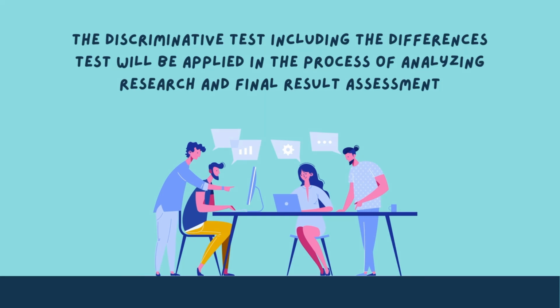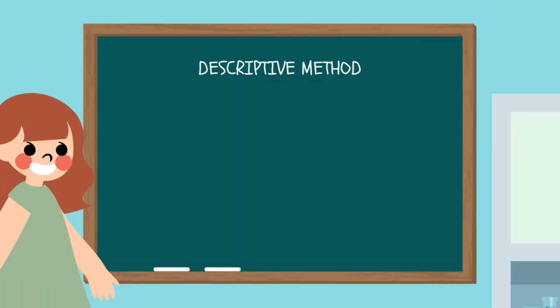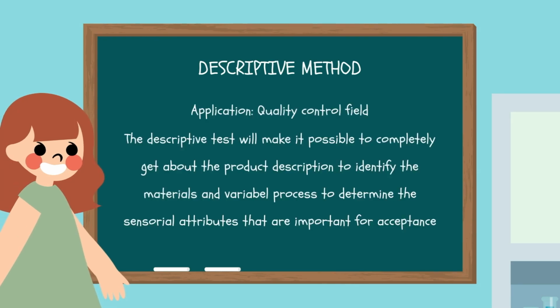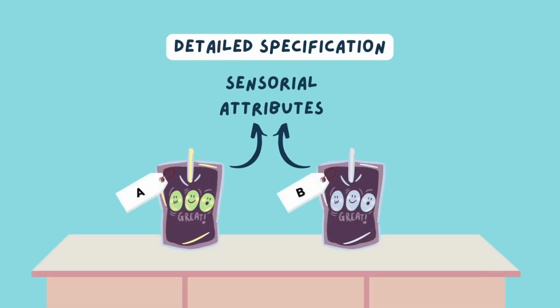For the second method, the descriptive test that has already been mentioned earlier will be used in the quality control field. The descriptive test will make it possible to completely get the product description, to identify the materials and variable process to determine the sensorial attributes that are important for acceptance. This test will be useful in situations where a detailed specification of the sensorial attributes of a product or comparison of the sensorial differences with the unwanted products is needed.